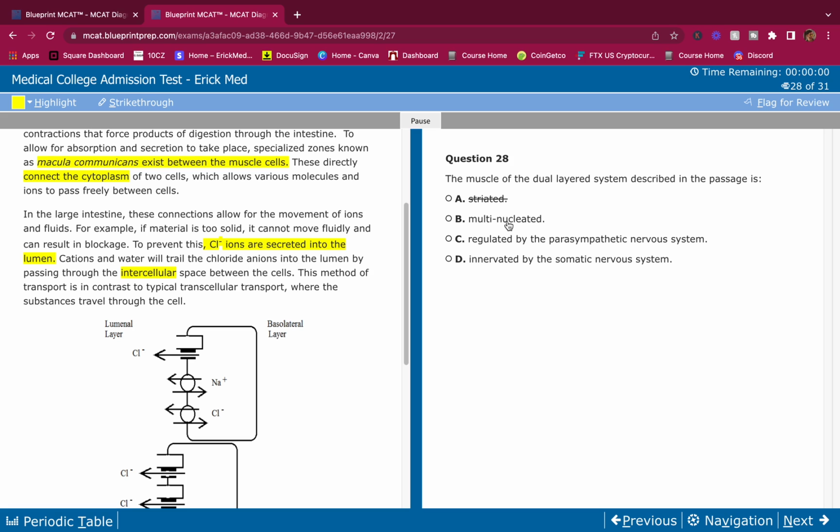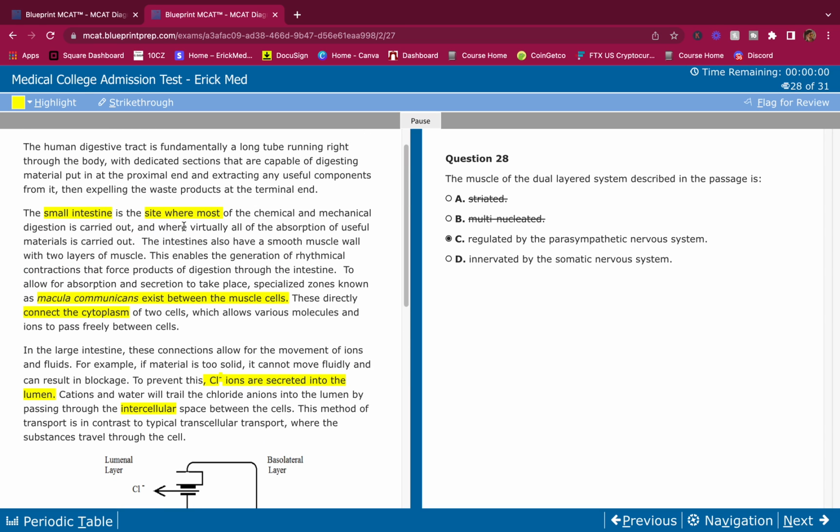Multinucleated. Okay, smooth muscle is uninucleated, all right, has one nucleus. Regulated by the parasympathetic nervous system, that is correct, okay? Smooth muscle is regulated by the parasympathetic. It's under autonomous control, okay? It's not voluntary, all right? You don't contract your smooth muscle in the small intestine, large intestine, blood vessels, whenever you want. You don't have that control. All right, so it's parasympathetic, it's autonomous. Somatic is voluntary, okay? Like I just said, it's not voluntary. Therefore, the answer is C.